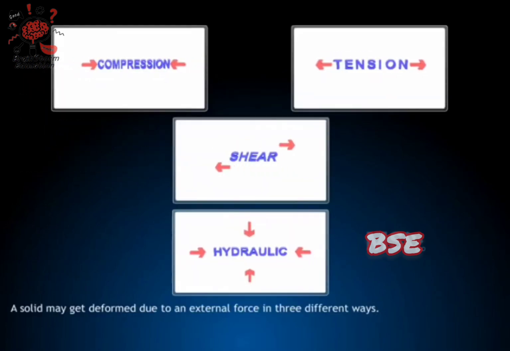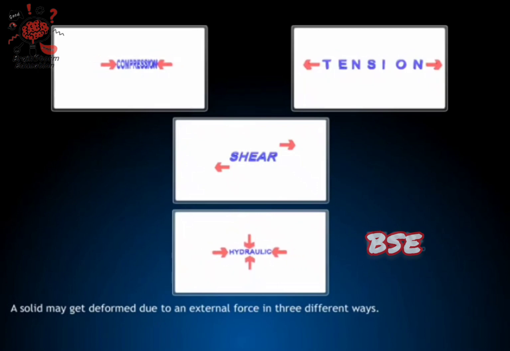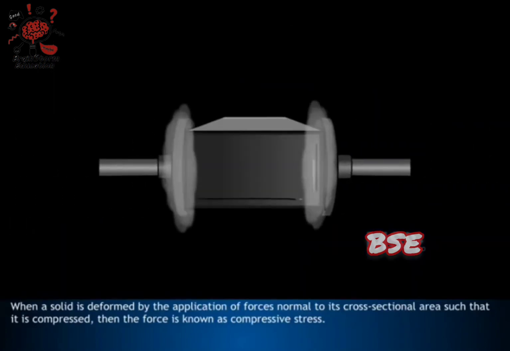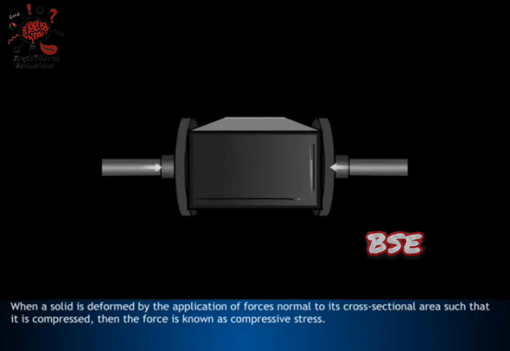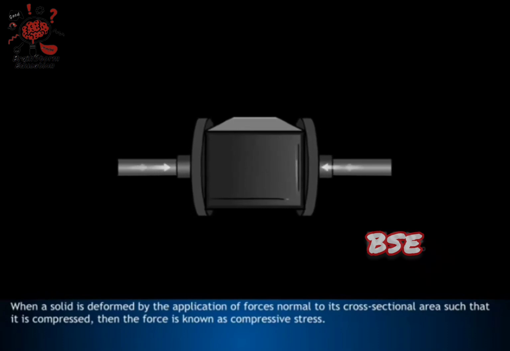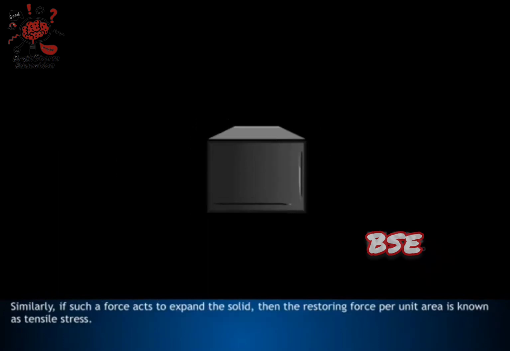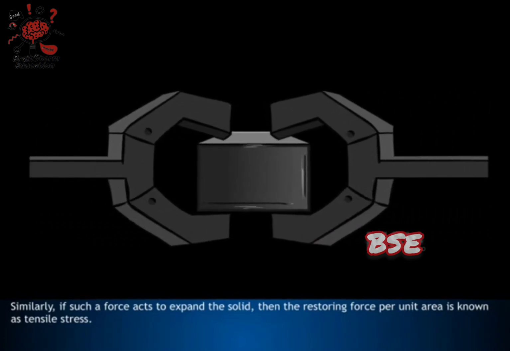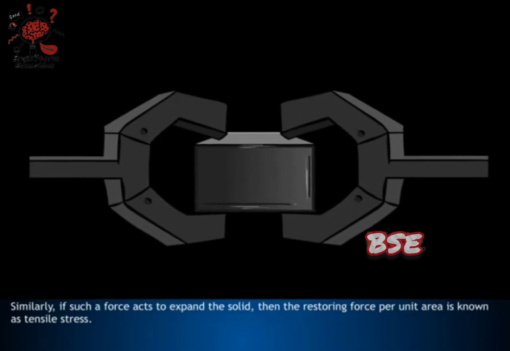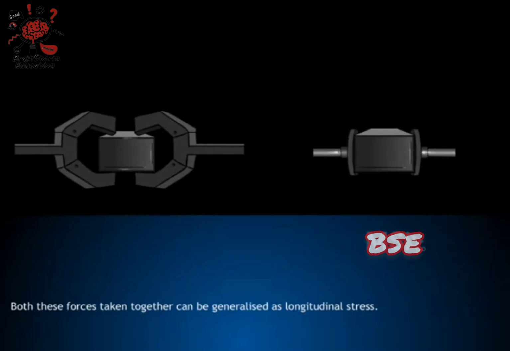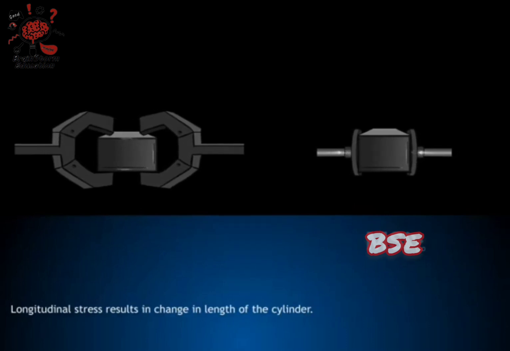A solid may get deformed due to an external force in three different ways. When a solid is deformed by the application of forces normal to its cross-sectional area, such that it is compressed, then the force is known as compressive stress. Similarly, if such a force acts to expand the solid, then the restoring force per unit area is known as tensile stress. Both these forces taken together can be generalized as longitudinal stress.